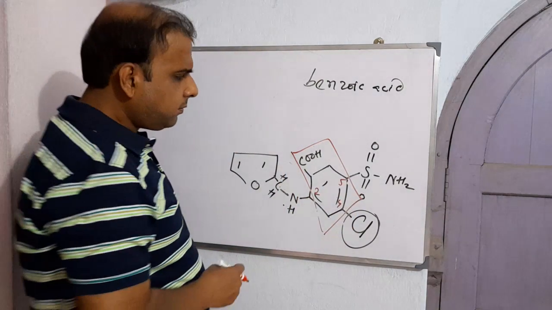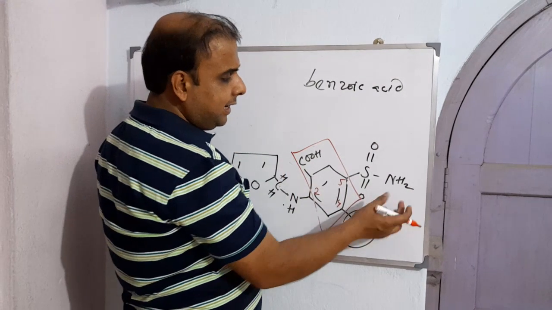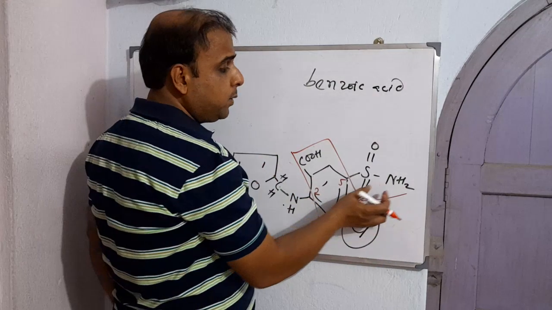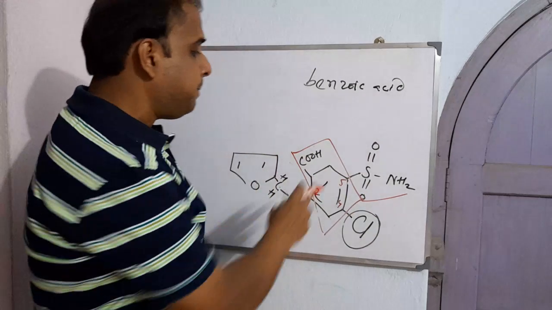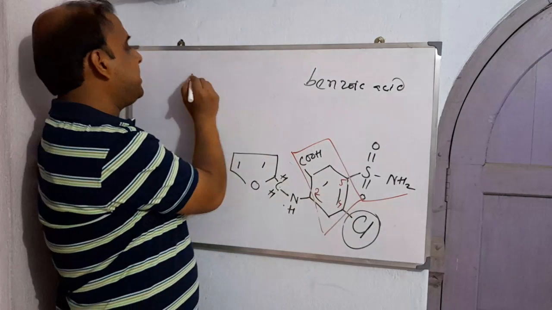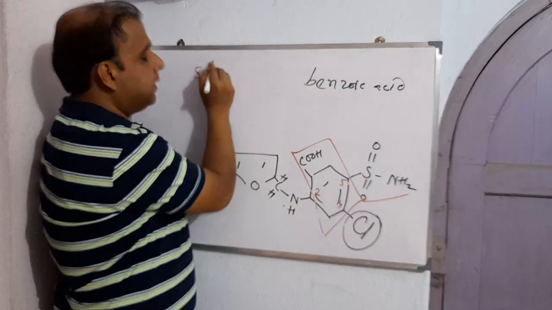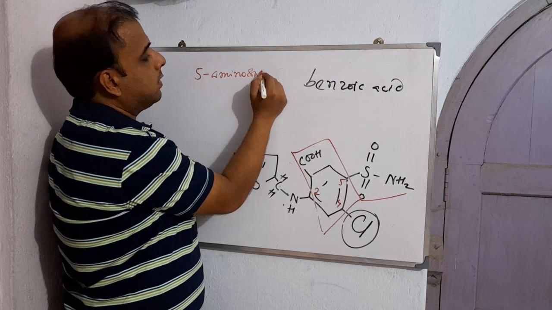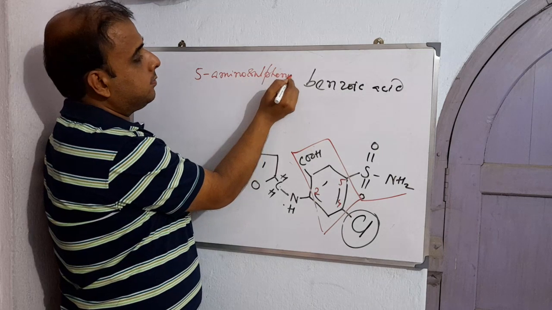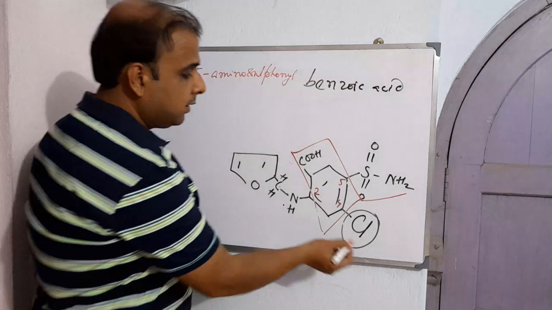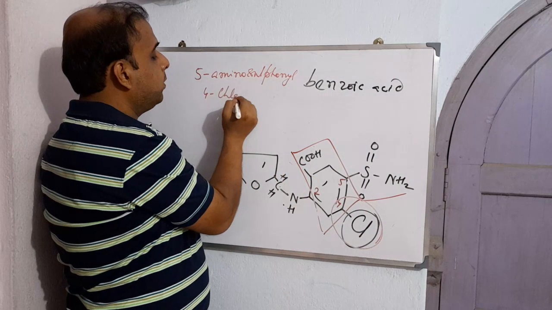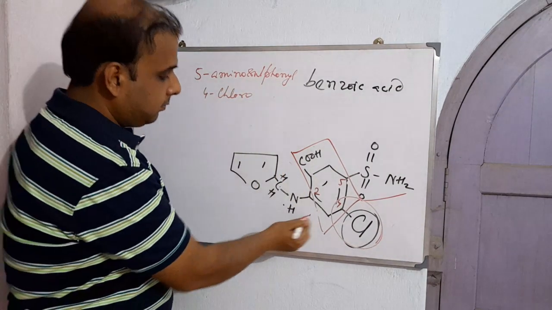Okay. So this is basically called sulfamoyl, or this can also be called aminosulfonyl. So A comes first, that means we need to place it at the very beginning. So 5-aminosulfonyl, right? Then comes C, that is chloro. So likewise 4-chloro.